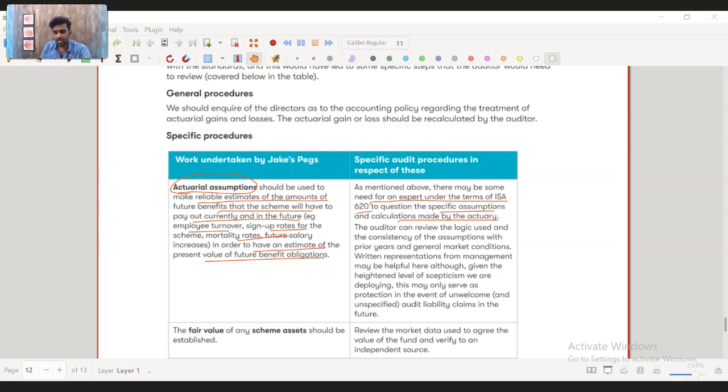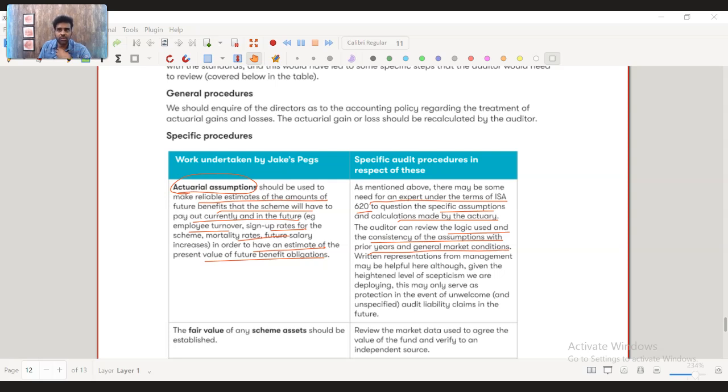Many Big Four organizations will have their own expert who will be reviewing the actuarial calculations. So the auditor can review the logic used and the consistency of the assumptions with the prior years and general market conditions. Sometimes if you don't get an expert, we can also use the management's expert, as long as the management expert is an independent one. If management is using an actuary, and that expert is independent, then we can also use him. So we need to review the competence, capability and independence of the expert used by the management.